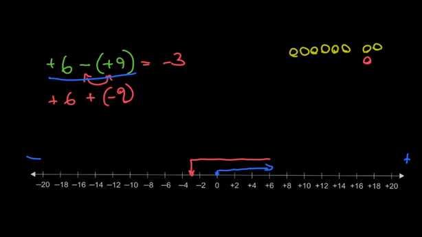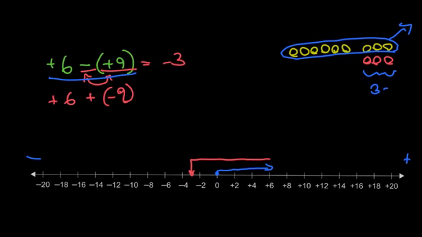0 pairs. Sorry, this is taking so long. Until it's possible. And add 0 pairs until it's possible to do the action. They want me to take away 9 positives. Well, now I have 9 positives to take away. So I'm going to subtract all this. And that leaves me with 3 negatives. -3. I should show it like that.